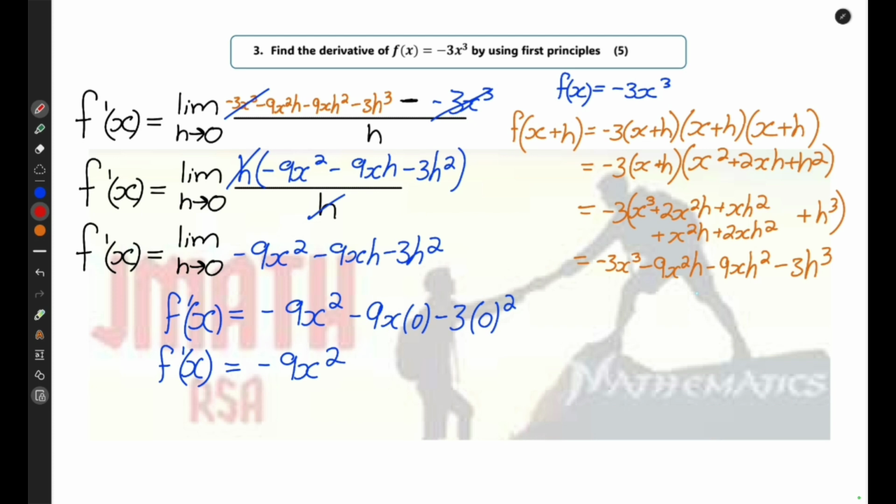Where would you get your 5 marks? Definitely for foiling out those 3 brackets, for subbing in, taking out h, then for subbing the 0 or the limit into the answer, and then for the final answer, you'd get your 5th mark.